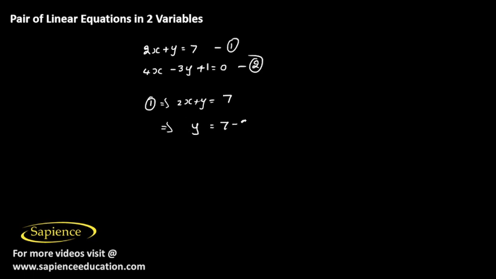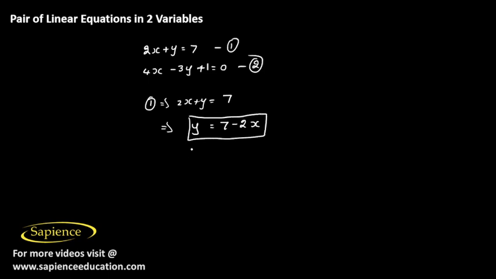2x plus y equal to 7, and the other equation will be 4x minus 3y plus 1 equal to 0. Okay, now these are two equations. The first step is to choose any one equation and write one variable in terms of the other. I'm choosing the first equation 2x plus y equal to 7, and I'm choosing the y variable. I'm going to keep y on the left hand side and x on the right hand side. That will give me y is equal to 7 minus 2x.